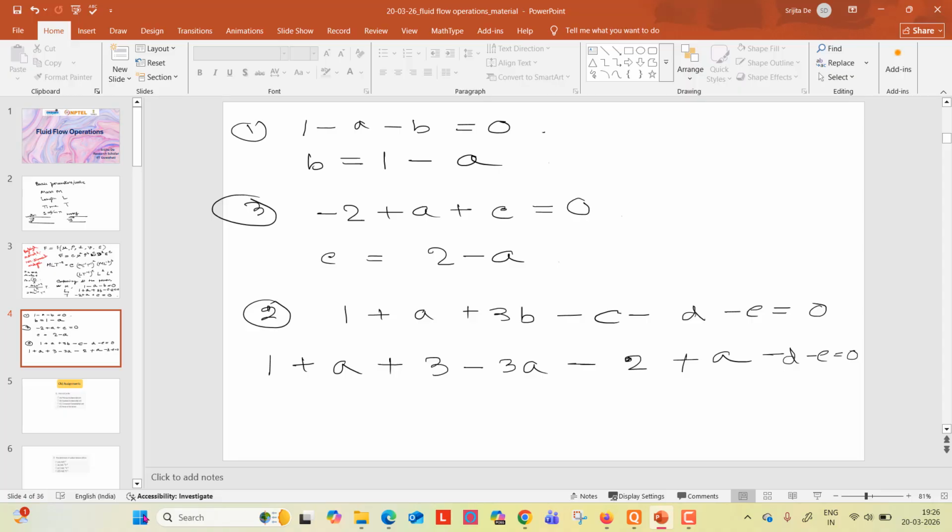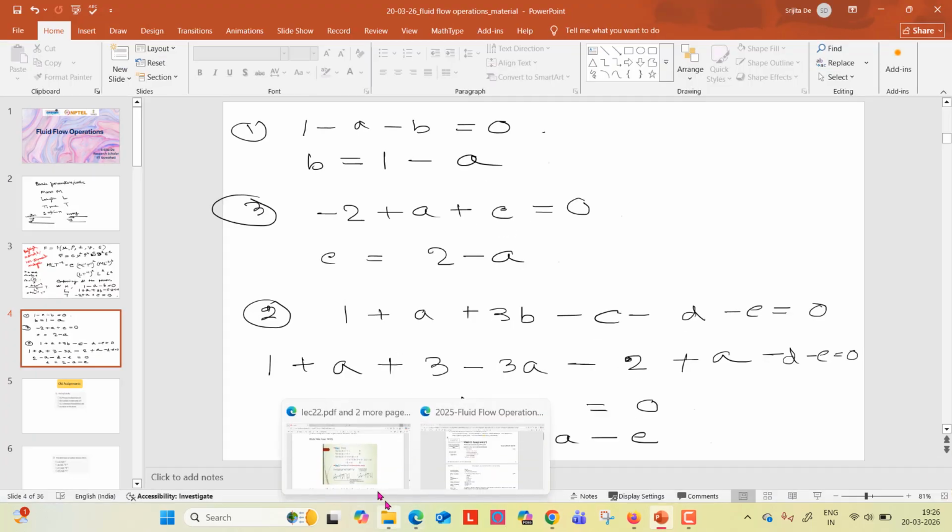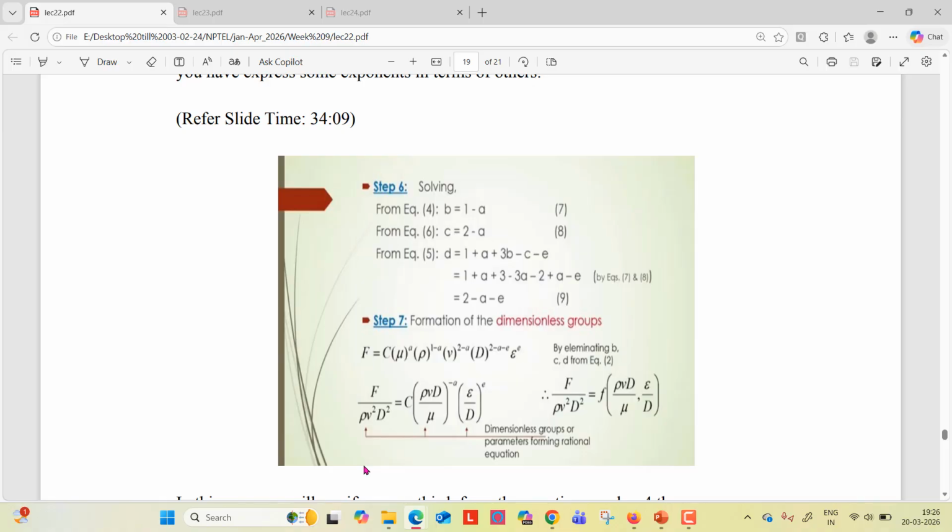So what is it coming to? It is 1 plus 3, 4 minus 2 is 2. Then a minus 3a is minus 2a plus a is minus a. So 2 minus a minus d minus e equals 0. And then d equals 2 minus a minus e, right? So you are getting this b, c and d.